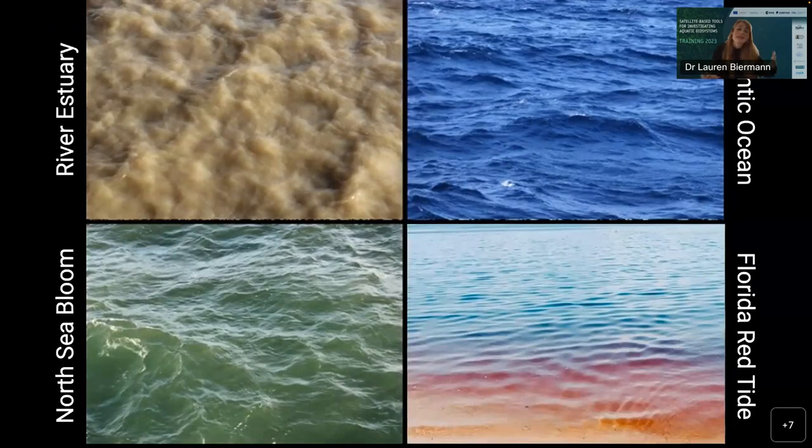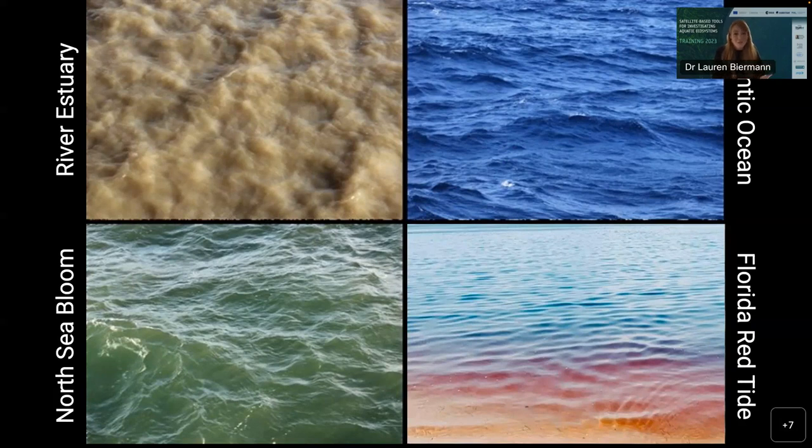But you don't actually have to see the ocean to understand ocean color. If you've ever seen a lake or a river, I'm sure you'll understand what I'm talking about when I talk about muddy waters or waters that have been changed in some way by something inside of it. So river estuaries, for example, here's a nice example. They're brown because of resuspended sediment.